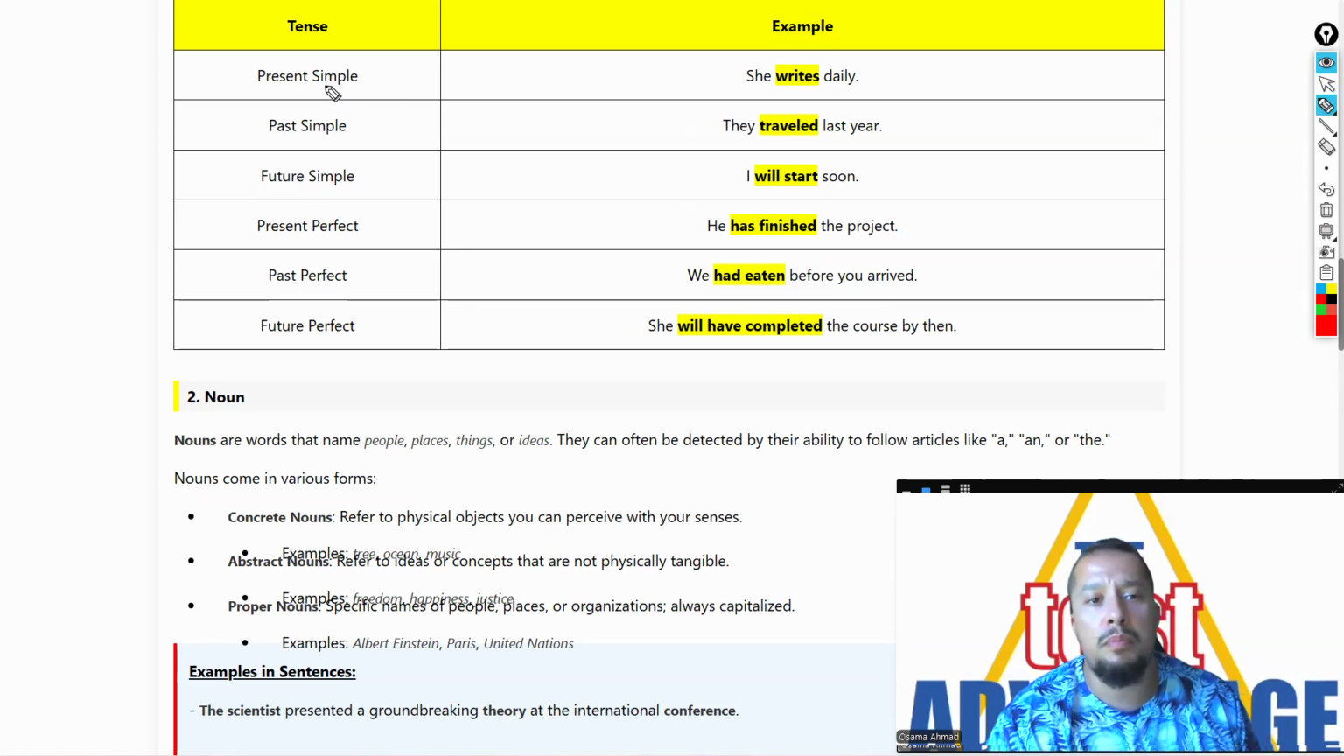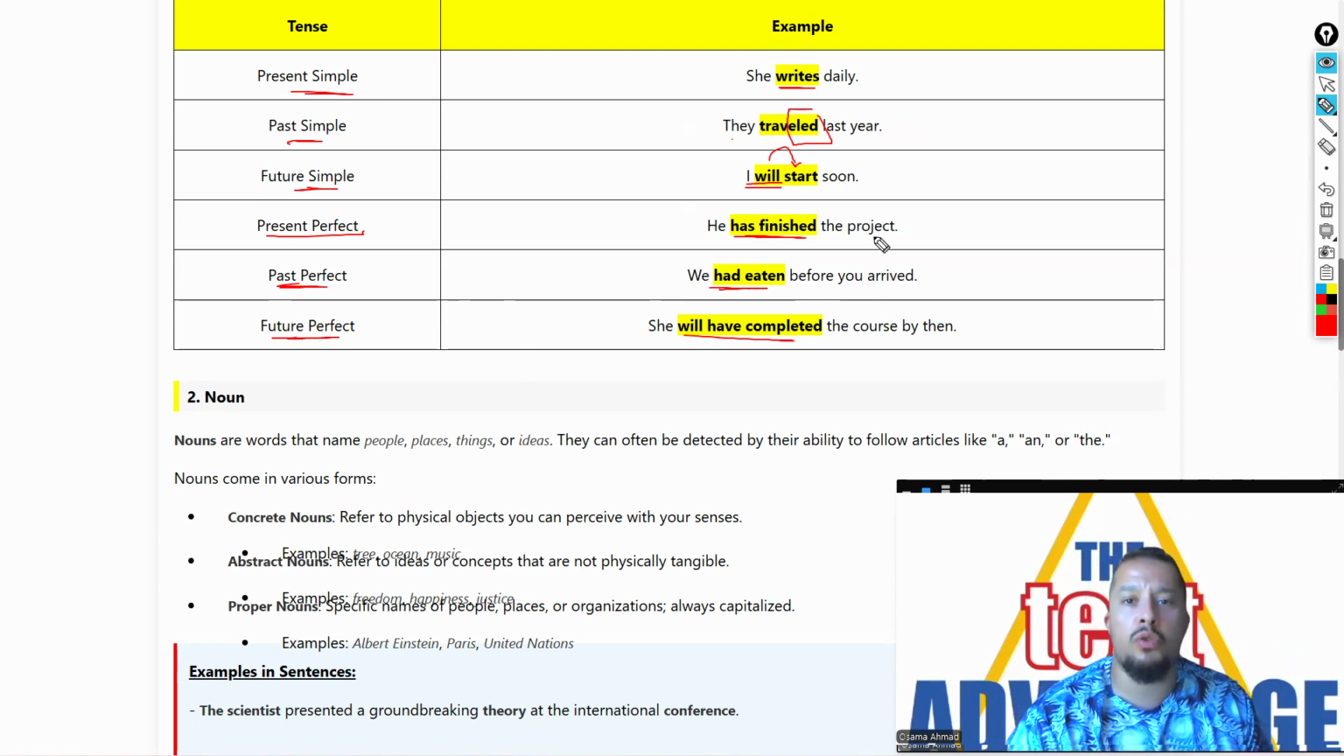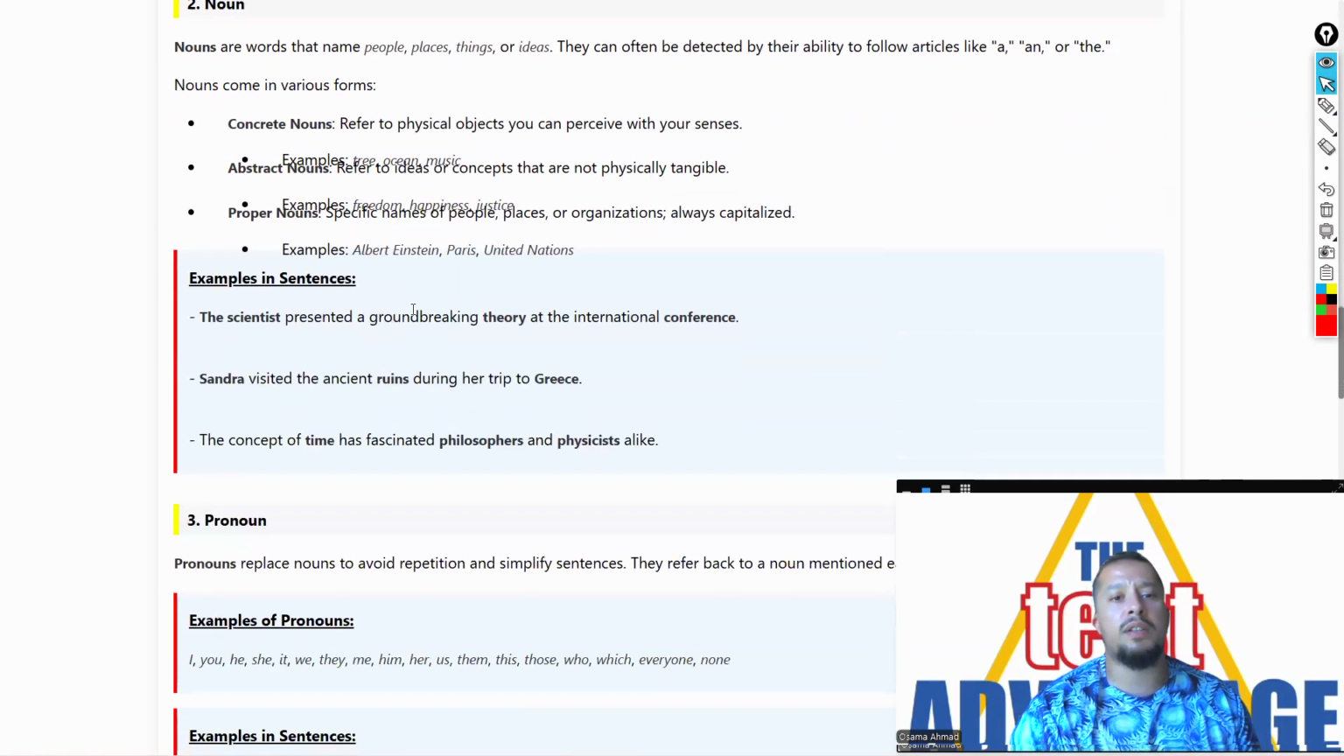التنسز بتاع الverb في present simple she writes, past simple they traveled, future simple will start, present perfect has finished, past perfect had eaten, future perfect will have completed. ده اللي هي دروس، ده اللي هي تدريبات في chapter بتاع verbs. Keep that in mind. So أول حاجة خدناها is the verb.